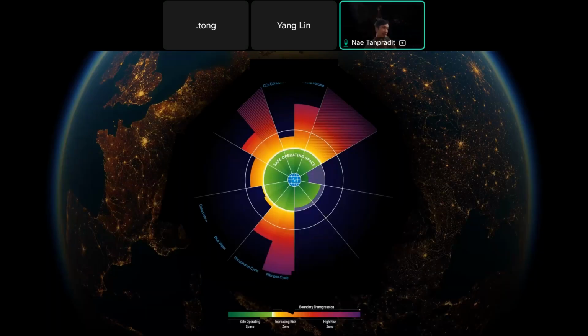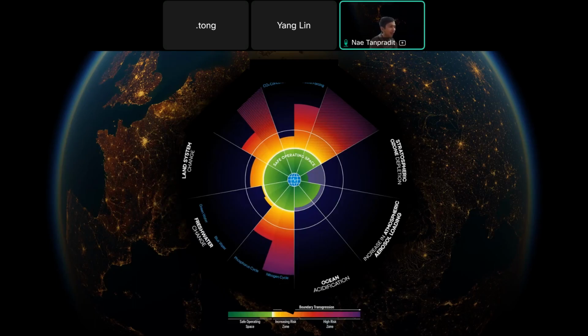These diagrams that I showed you have a 9-part operating space, which is the 9 planetary boundaries. As you see, we've crossed into the red zone of many of the boundaries. The green and yellow zones that we have not crossed are land system change here on the left, freshwater change, ocean acidification, atmospheric aerosol loading, and stratospheric ozone depletion.